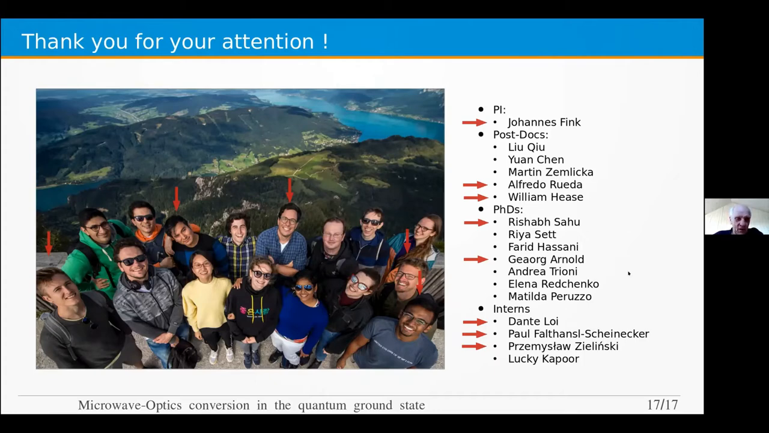I see nothing in the chat yet. A short question: what sort of conversion efficiency do you need in order to start actually, let's say, entangling or communicating between two computers for distributed computing or something like that?